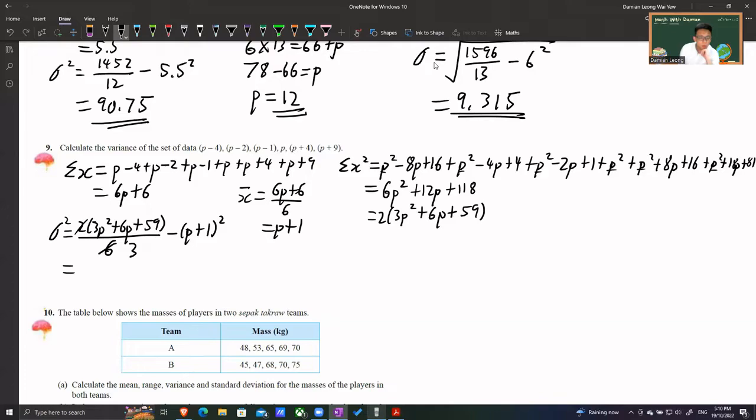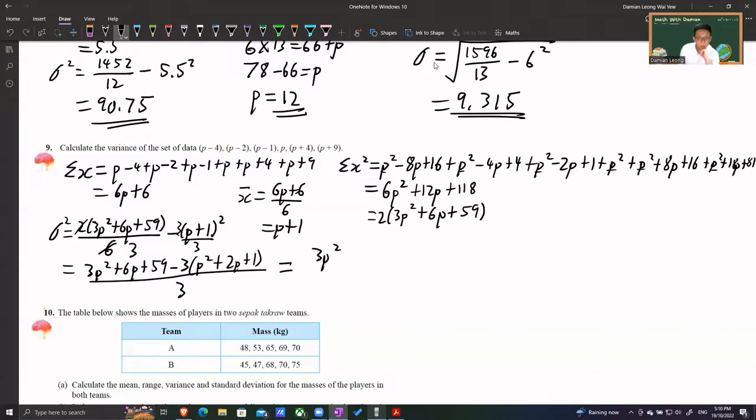So 3p squared plus 6p plus 59 minus, let's make this into the same denominator. Put 3 here times, expand the p plus 1 square, p squared plus 2p plus 1, over 3.